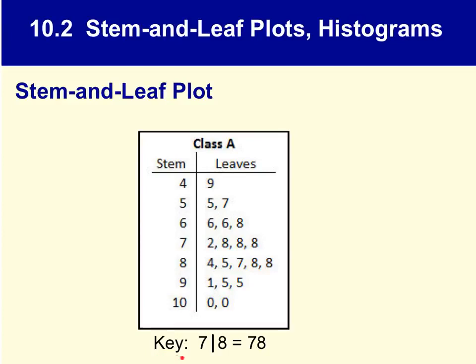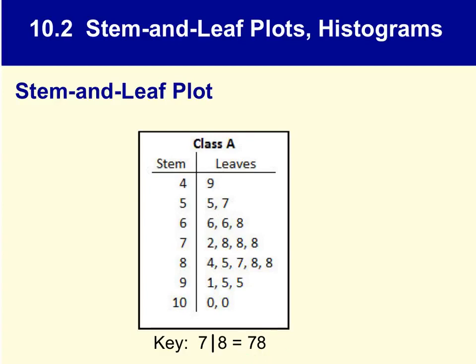There should always be a key, so if you notice the key down here, you can see the 7 that comes from, let's say this 7 right here, that's the stem, and then a line which indicates the separation line, and then the 8 could be, let's say that 8 right there. So the key will tell you that that represents the number 78.